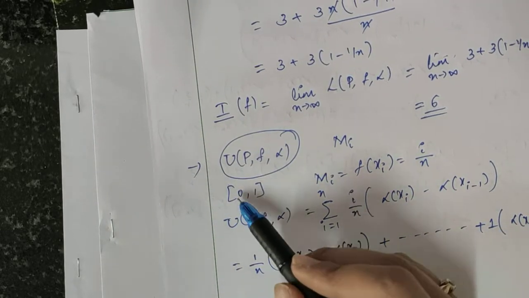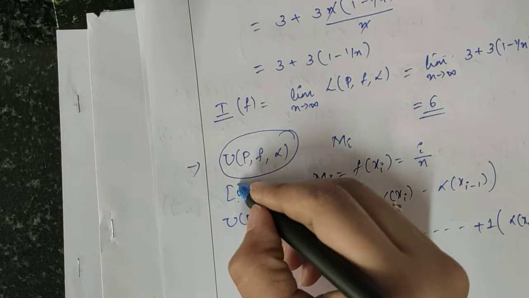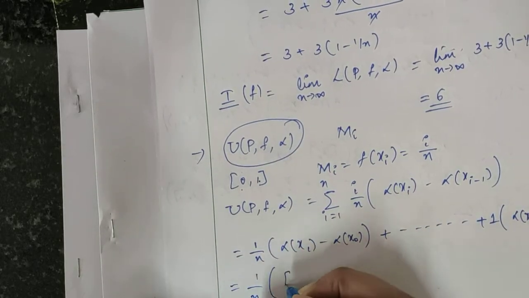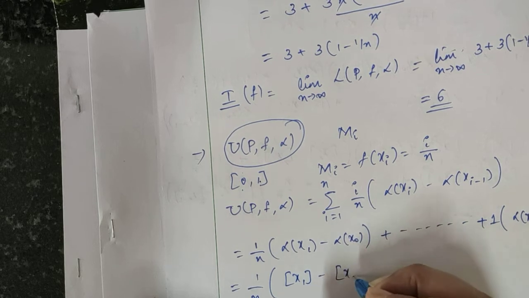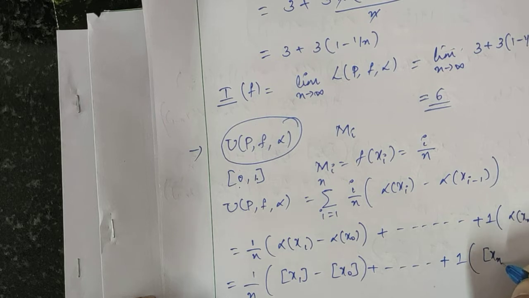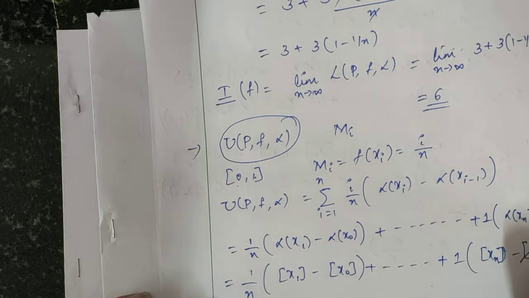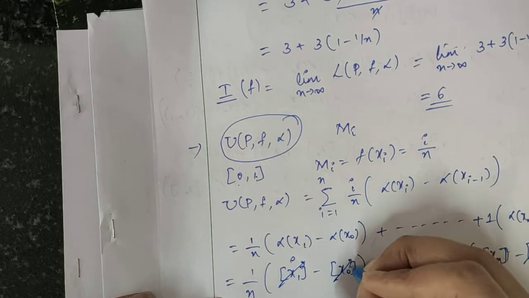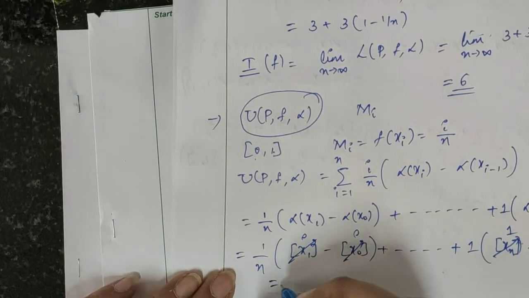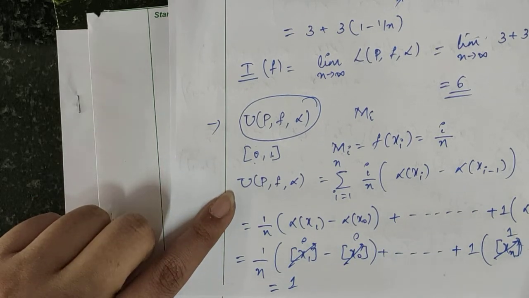So again, since the interval is from 0 to 1, all the values till xn minus 1 will be 0 and xn will be 1. That is 1 by n into x1 minus x0, plus so on up to 1 into xn minus xn minus 1. This is 0, this is 0, this is 0, the intermediate terms will all be 0, and this is 1. So your U of p comma f comma alpha will be 1 for the partition 0 comma 1.